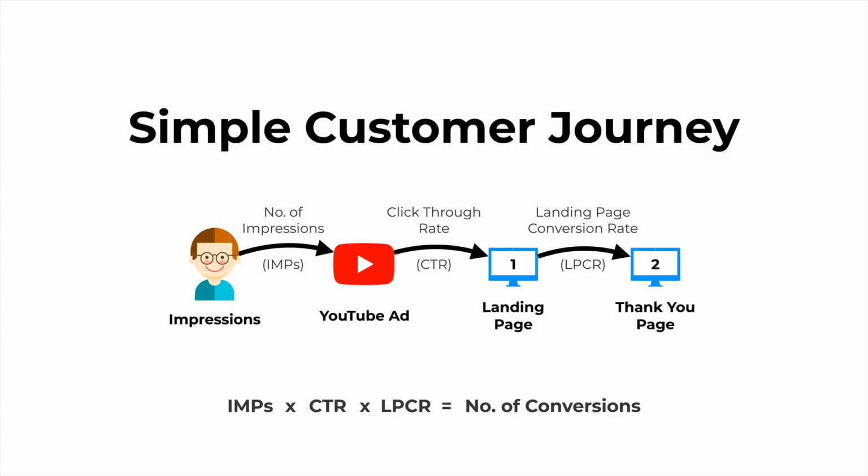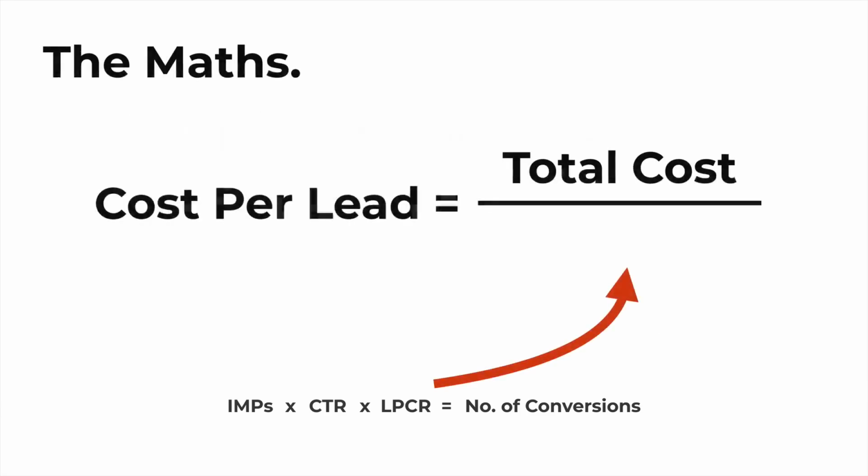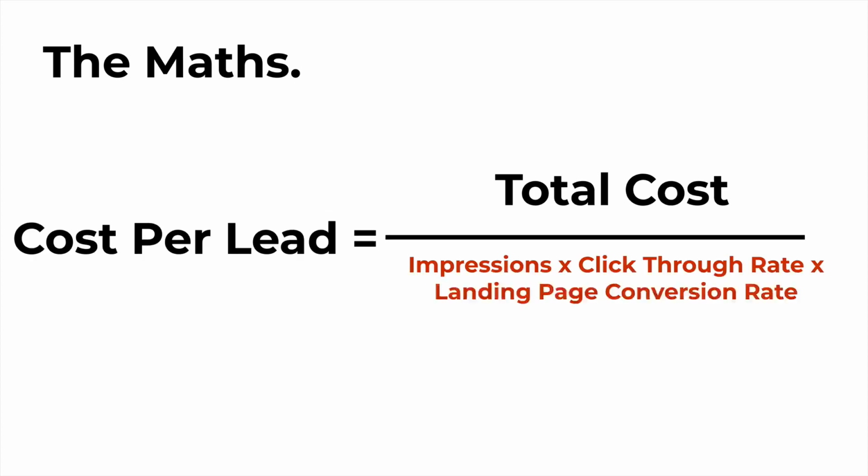So let's take those numbers now and put them back into your number of leads, okay? Because that's going to be a number of conversions, your number of leads is the same thing in this scenario, which means we can actually display this mathematical formula as cost per lead equals total cost divided by impressions multiplied by click-through rate multiplied by landing page conversion rate. It's a sexy formula, right? Okay, so we've worked out that part of the equation.